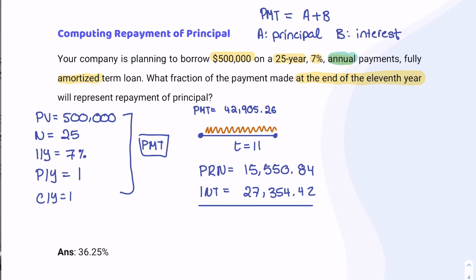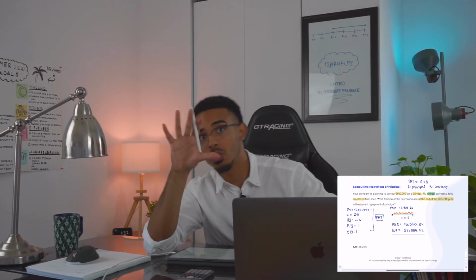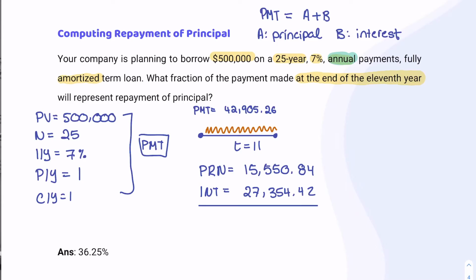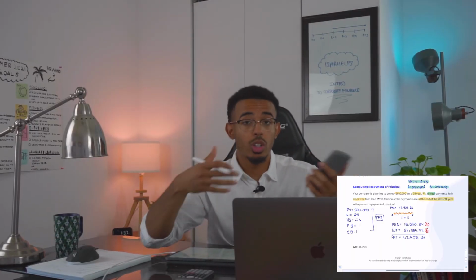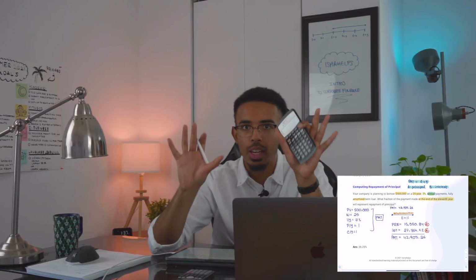What I want you guys to remember is that if we go back up to the top section of our screen, you can see that payment is equal to A plus B, A being principal and B being interest. So by that logic, we know that our payment is equal to $42,905, the sum of A and B. You can check this out on your calculator. You can write them down and you're going to see that they're exactly equal to the same amount.